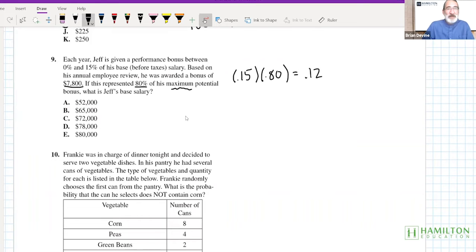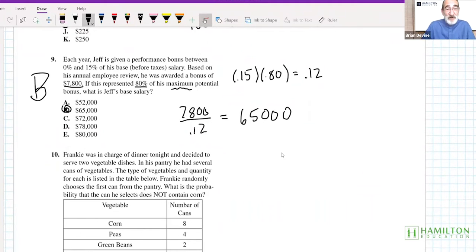And so what we can do is take his bonus and divide it by 12%, because 12% of his actual salary was his bonus. So if we divide both sides of that by 12%, we're going to get his actual base salary, which is $65,000. And what I just found out there is Jeff's making far more money than I am.